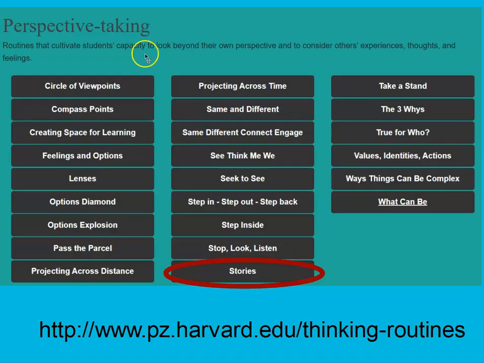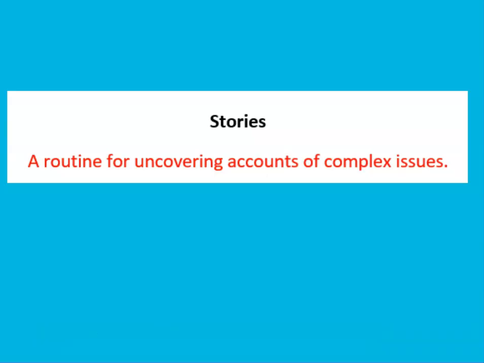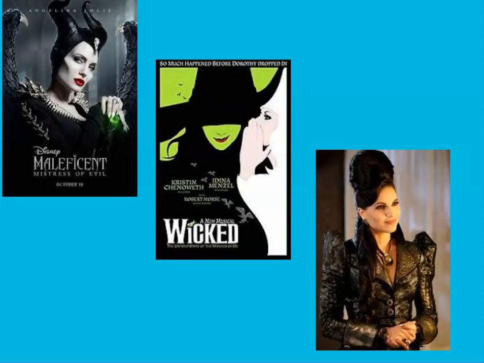We are still in the perspective taking section of the Harvard Project Zero thinking routines, and again, they are located right here. And today we are looking at stories. This is a routine for uncovering accounts of complex issues. This thinking routine asks for contemporary issues, but of course you can use history or any piece of literature.